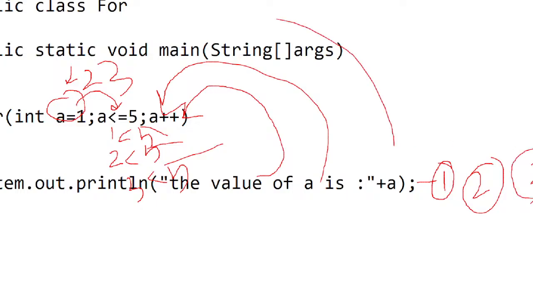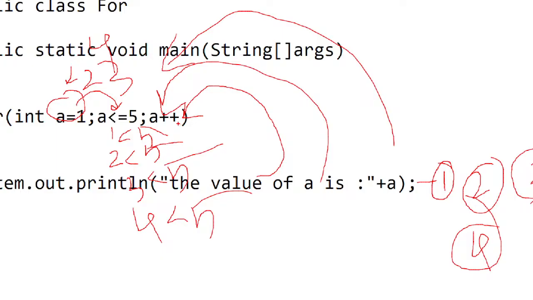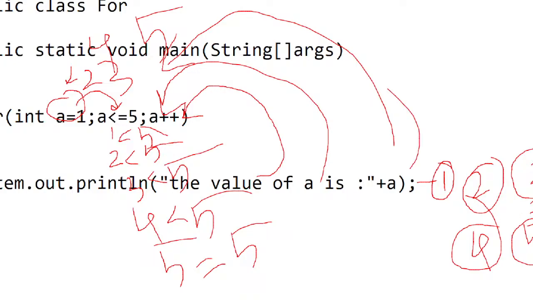Next it will go here, and it will become 4. 4 less than 5, yes. And it will print the fourth time, and again it will become 5. 5 less than or equal to 5, yes, and it will print the fifth time as well. Again it will be incremented by 1, meaning 6. 6 less than or equal to 5, no, the condition is false, right?